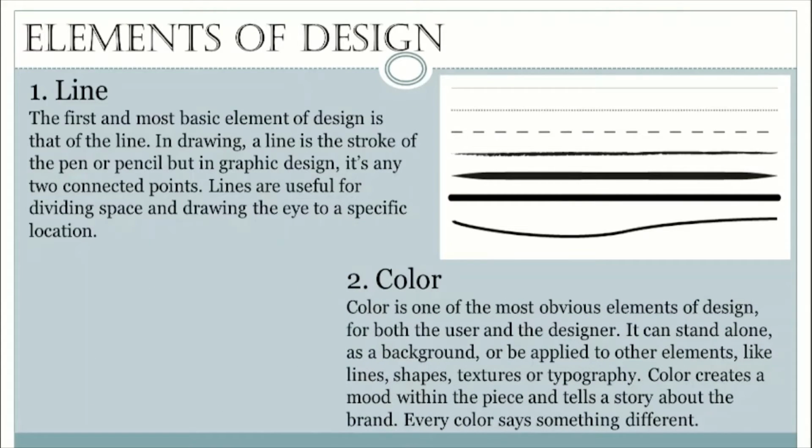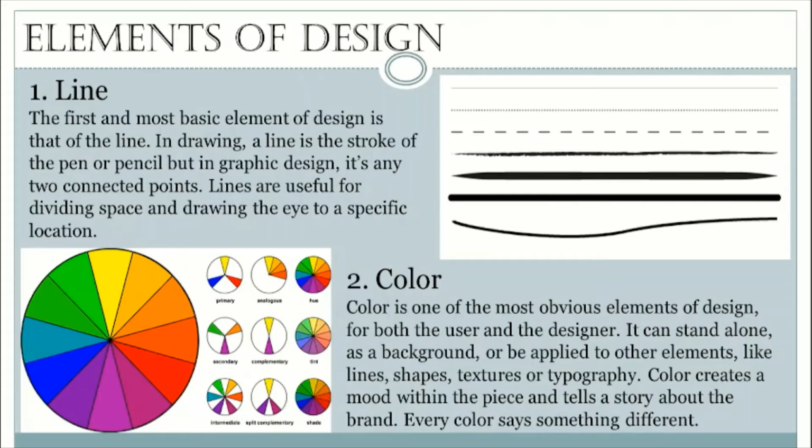Second is the color. Color is one of the most obvious elements of design for both the user and the designer. It can stand alone as a background or be applied to the other elements like lines, shapes, textures or typography. Color creates a mood within the piece and tells a story about the brand. Every color says something different.